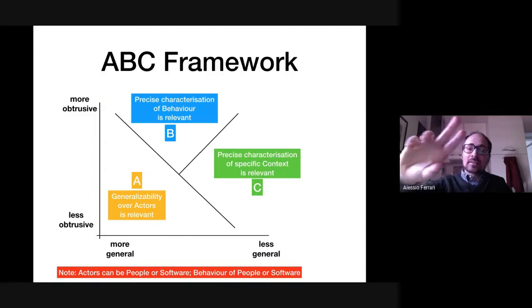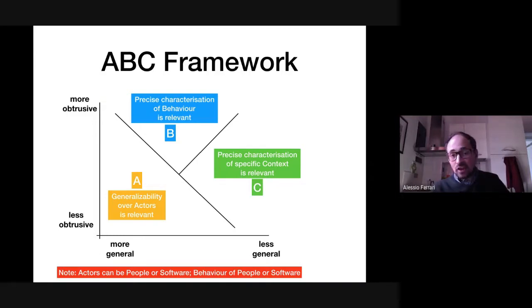From this representation, you just have to remember that depending on what is relevant for you, either behavior, context, or generalizability over actors, you choose the specific methods. If you want to be precise on the behavior, you choose a method that is higher in the diagram. If you want a more specific characterization of the context, you need to choose a method on the right side of the diagram. Instead, if you want generalizability over actors, you will choose the methods closer to the bottom left corner.